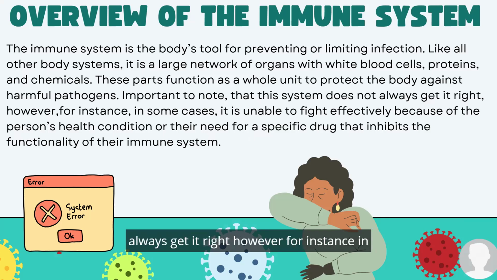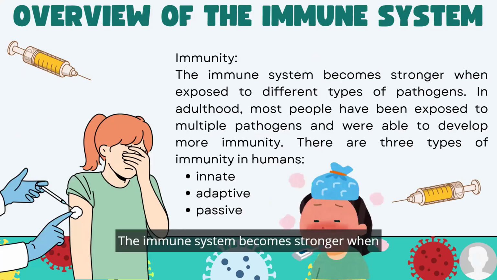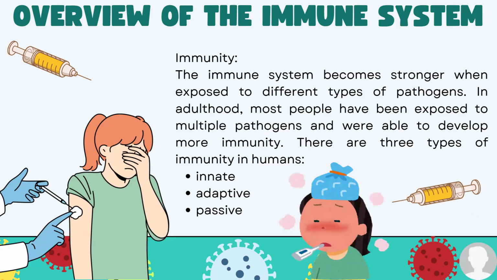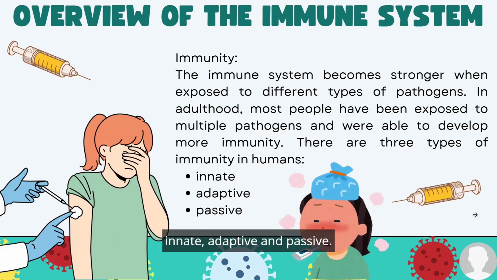It's important to note that the system does not always get it right. For instance, in some cases, it is unable to fight effectively because of a person's inhibited functionality of the immune system. So what is immunity? The immune system becomes stronger when exposed to multiple pathogens, and we're able to develop more immunity. There are 3 types of immunity in humans: innate, adaptive, and passive. Today we'll be looking at innate and adaptive.